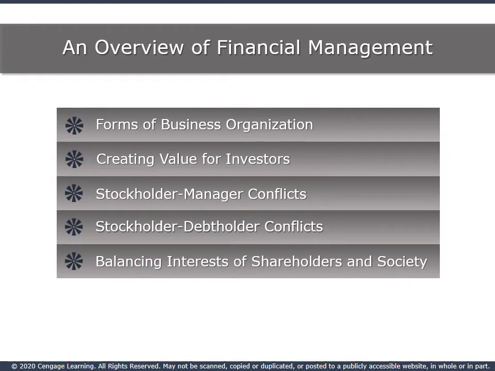Here are some of the things that we're going to discuss in Chapter 1. Forms of business organization, how to create value for investors, how stockholders and managers incur conflicts between each other, as do stockholders and debt holders. And finally, we'll wrap up with balancing the interests of shareholders and society.